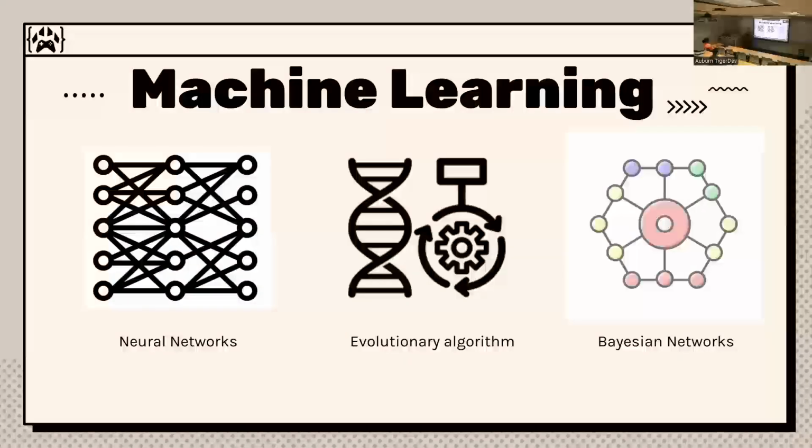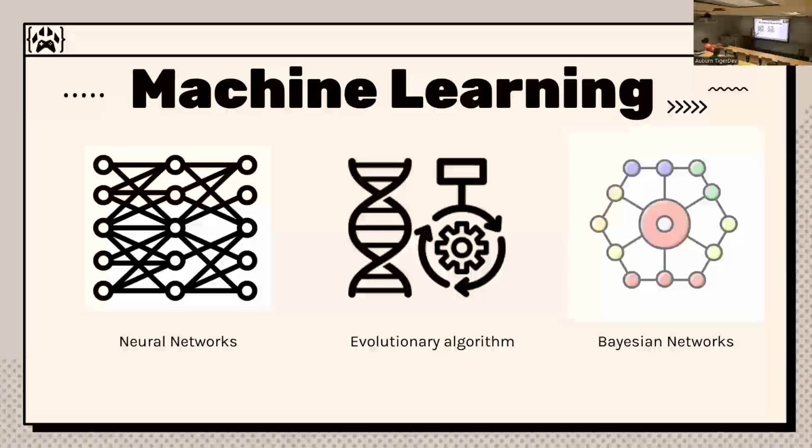In terms of machine learning, this is where things get a lot more complicated because the machine learning is learning. So instead of mimicking human behavior, it's mimicking human thinking. It's basically creating a computer version of a brain. And so the main ones that I put down are neural networks, evolutionary algorithms, and Bayesian networks.